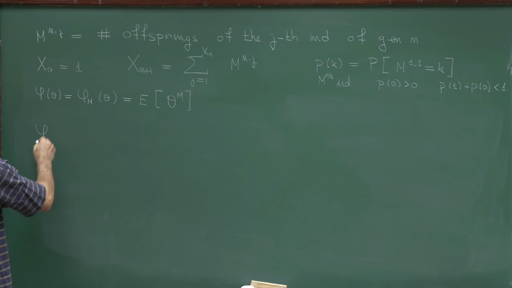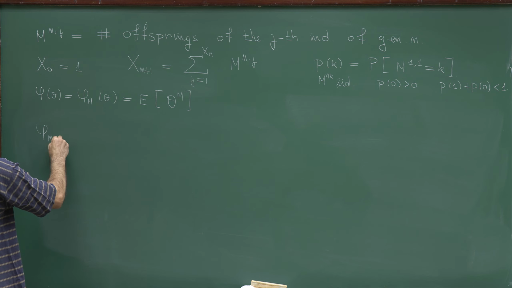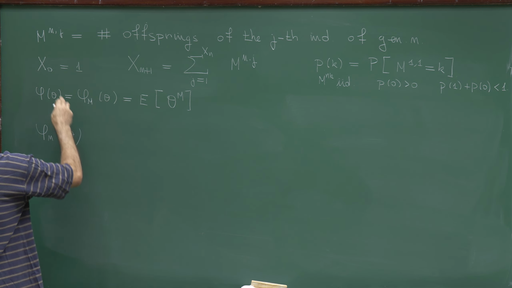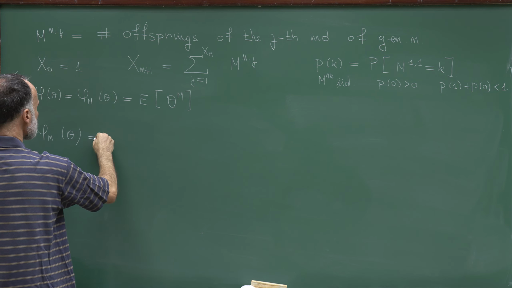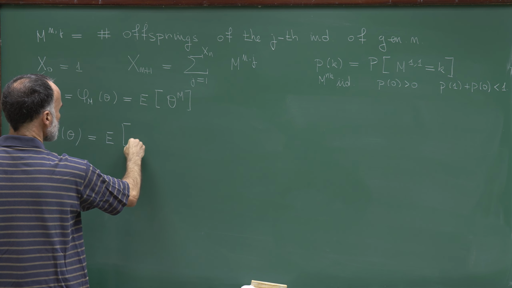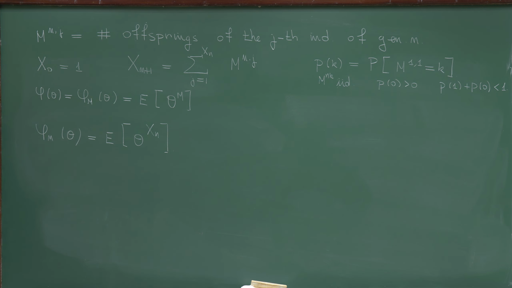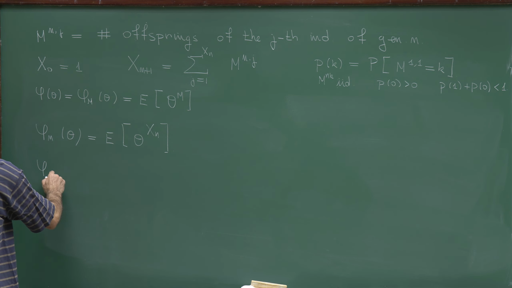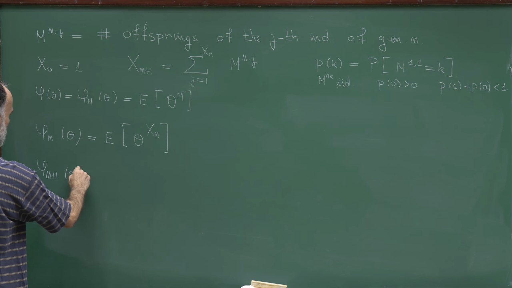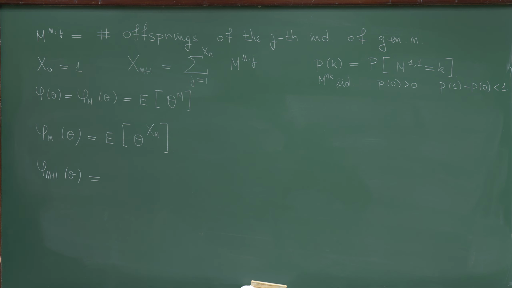So now, once I defined this phi, let me call phi n the moment generating function of xn. So this will be the expectation of theta to the power xn. And let me compute that. So I want a relation between phi n plus 1 and phi n. So I want to compute phi n plus 1 of theta to get a recursive equation for phi n. So let me compute phi n plus 1 of theta.